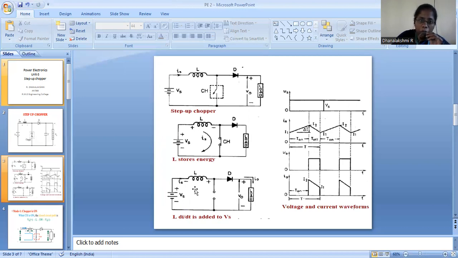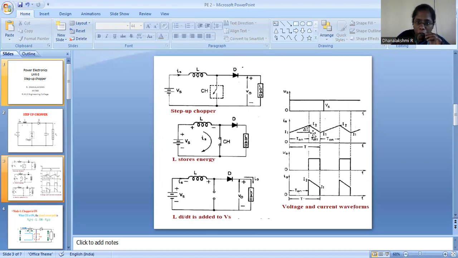When the chopper is turned off, you can see that the source voltage, along with the inductor, which already stored energy in the previous cycle, will now be feeding the load. So during turn on, the output voltage is 0. We have only the source current, which is charging the inductor, right?